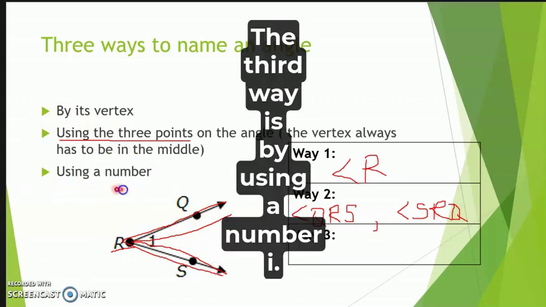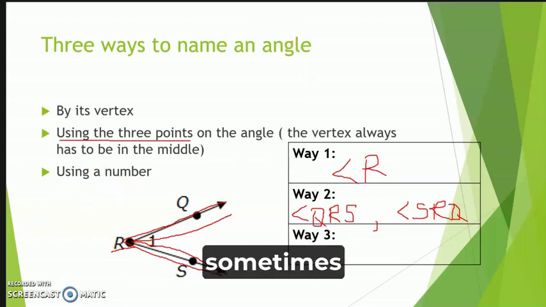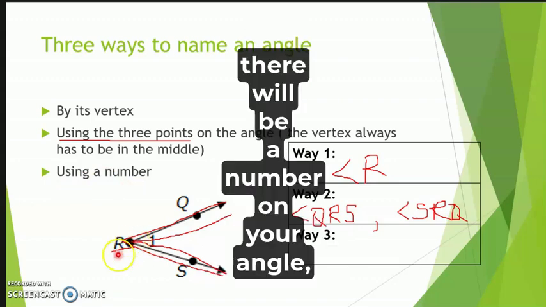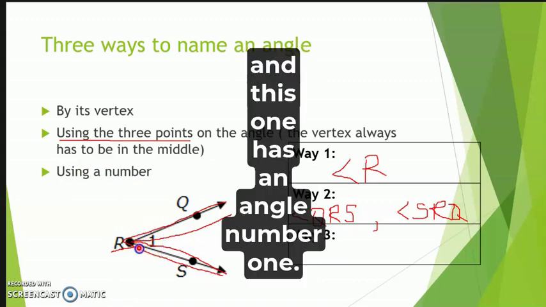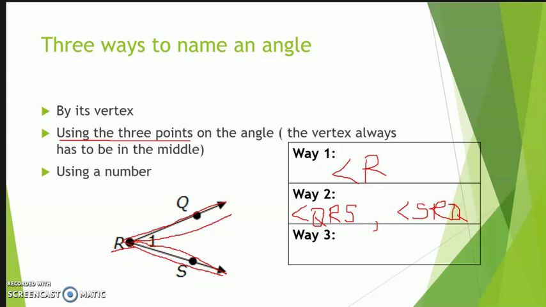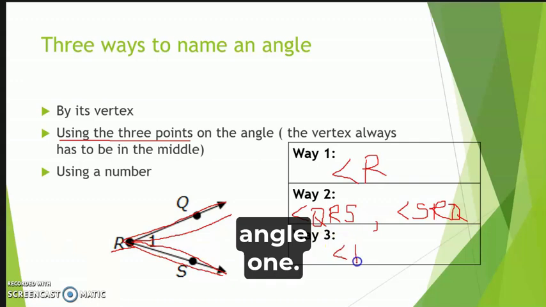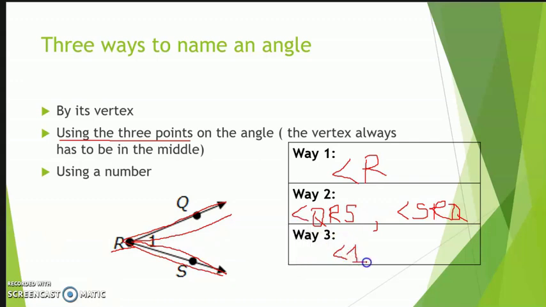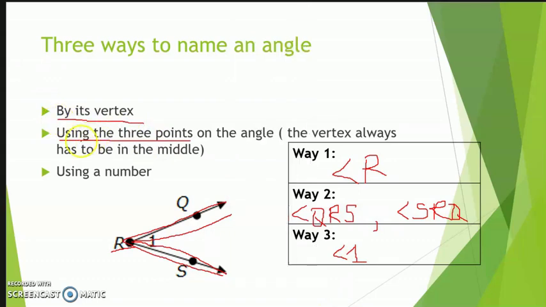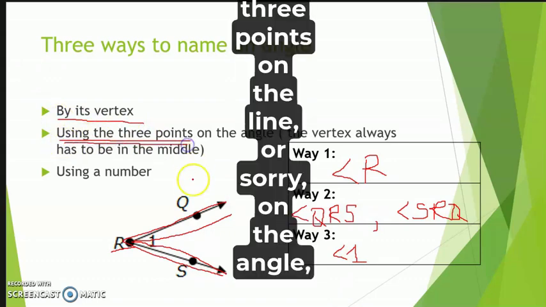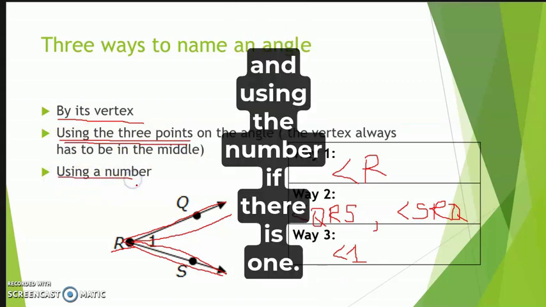The third way is by using a number. Now, sometimes there will be a number on your angle, and this one has the angle number 1. So we could put angle 1. Okay, so those three ways again are by its vertex, using the 3 points on the angle, and using the number if there is one.